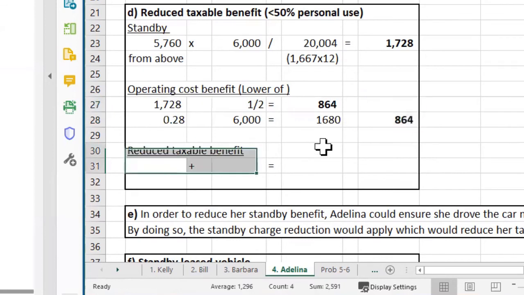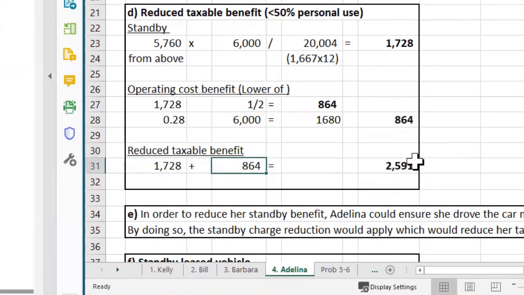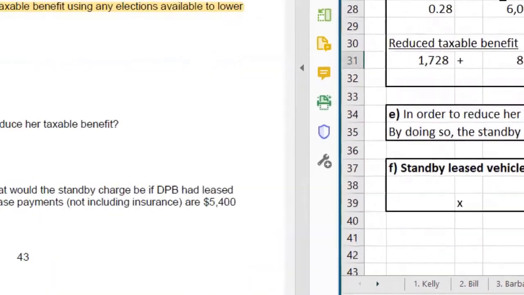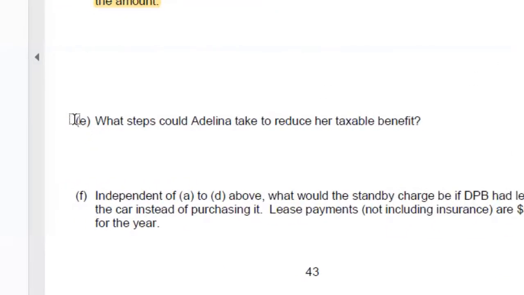Our total taxable benefit now is as follows. It's 1728 plus 864 is 2591. And that's it for part D. So we're going to advance on here and have a look at part E. What steps could Adelina take to reduce her taxable benefit?